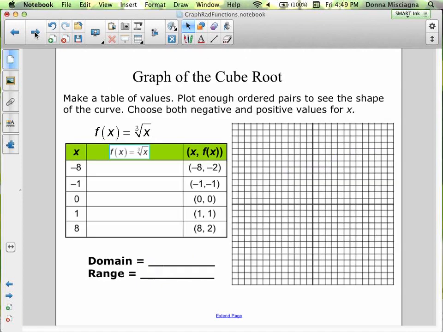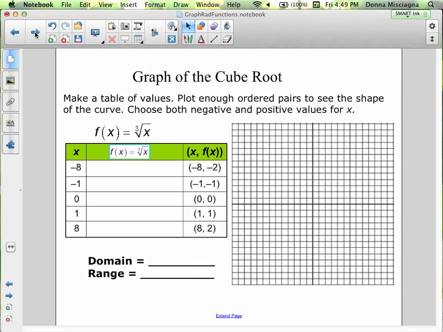Now here we can plug in positive and negative numbers, right? I can take the cube root of a negative number. That's a real number. That doesn't give me an imaginary number. So we're going to plug in negatives. And again, I'm going to plug in numbers that fit on my graph, because we can plug in 1,000,000 if we wanted to, but it's not going to fit on the graph very well. Or we're going to need a much bigger graph.